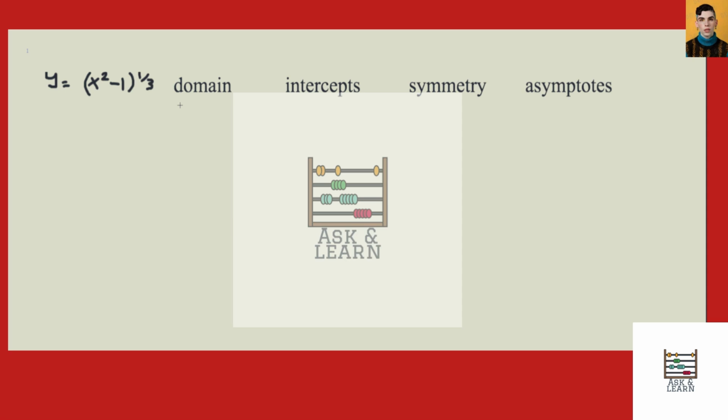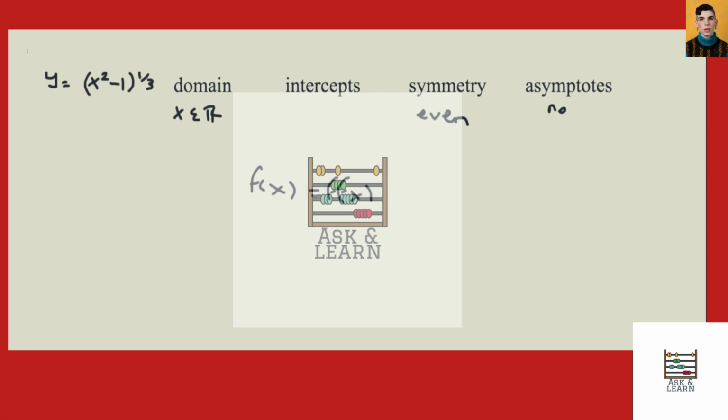So here we know the domain is x is all real. There are no asymptotes because it's not a rational function. So no asymptotes. And we know that the symmetry is even because when we do f of x is equal to f of negative x. So this is even.